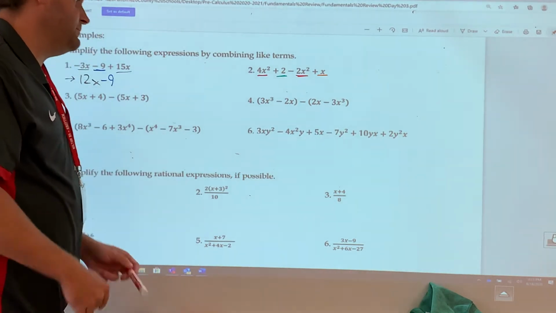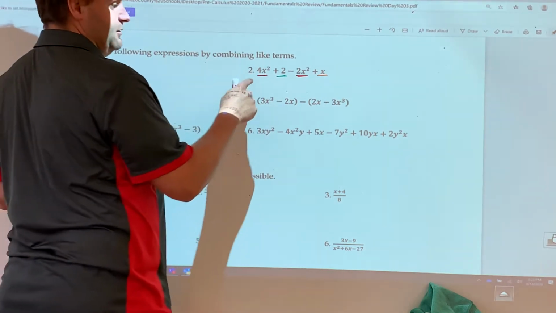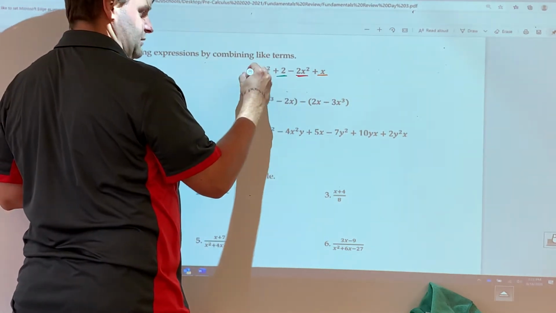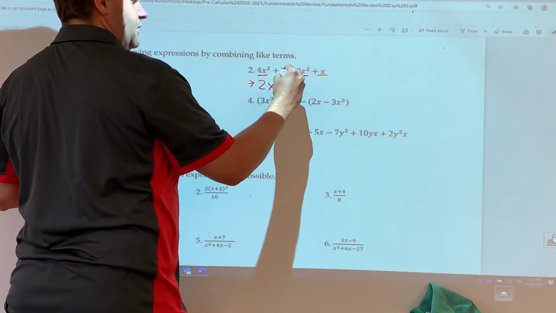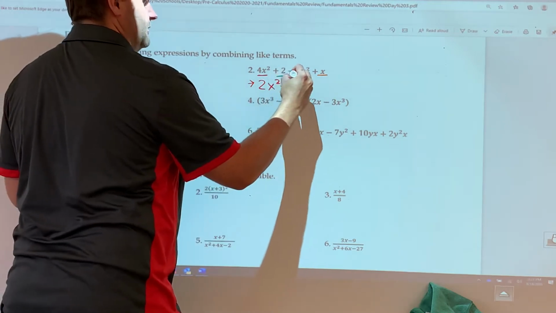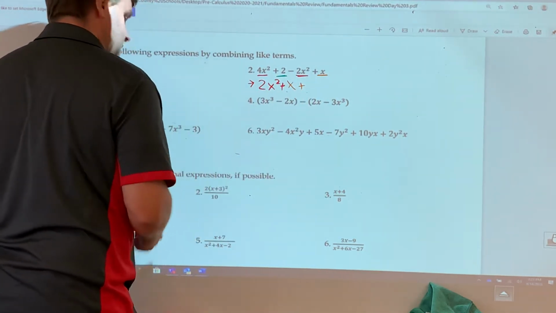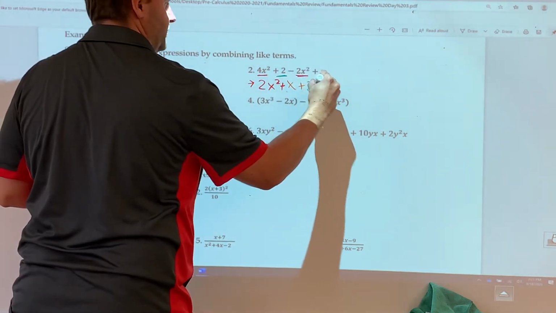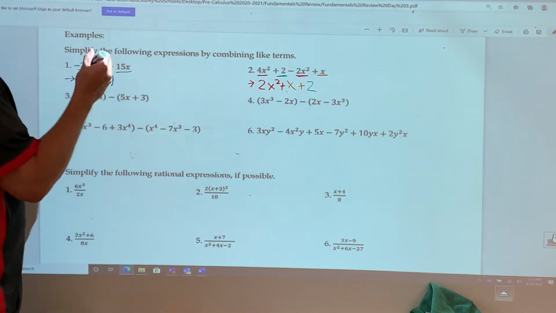So when I write my answer out here, I'm going to combine whatever I have that are like. In this case, 4x squared minus 2x squared is going to leave you with 2x squared, plus the x, plus 2. And that is my final answer.